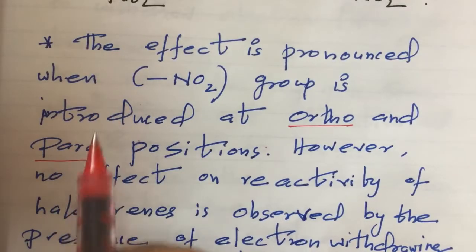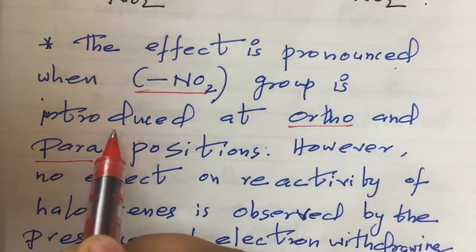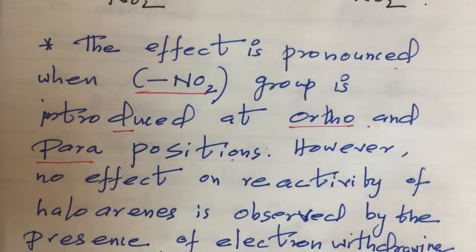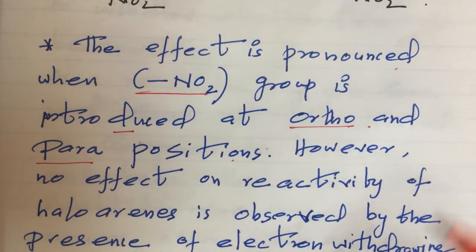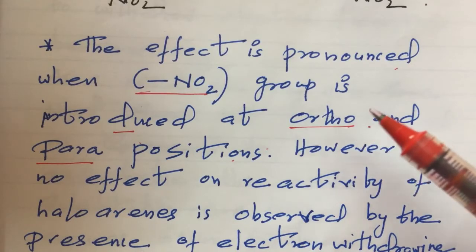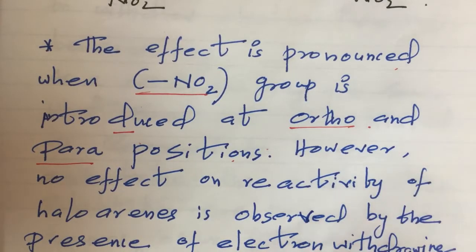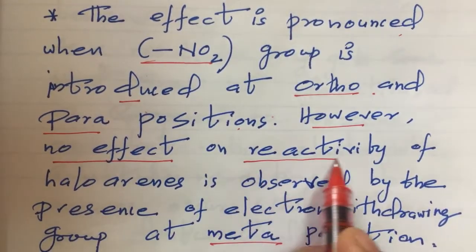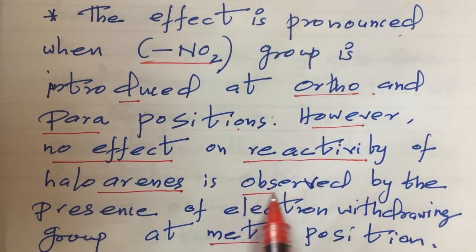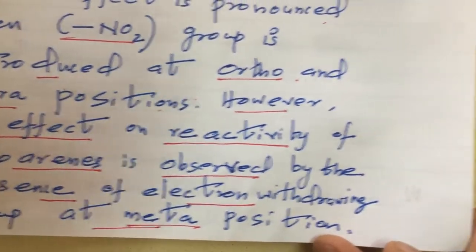Clear? The next point is very important. The effect is pronounced when the NO2 group is introduced at ortho and para positions. If the NO2 group is at ortho and para positions, the reactivity of haloarenes towards nucleophilic substitution reaction will increase, and due to that you can decrease the temperature, you can reduce the drastic condition for the reaction. However, no effect on reactivity of haloarenes is observed by the presence of an electron withdrawing group at meta position.